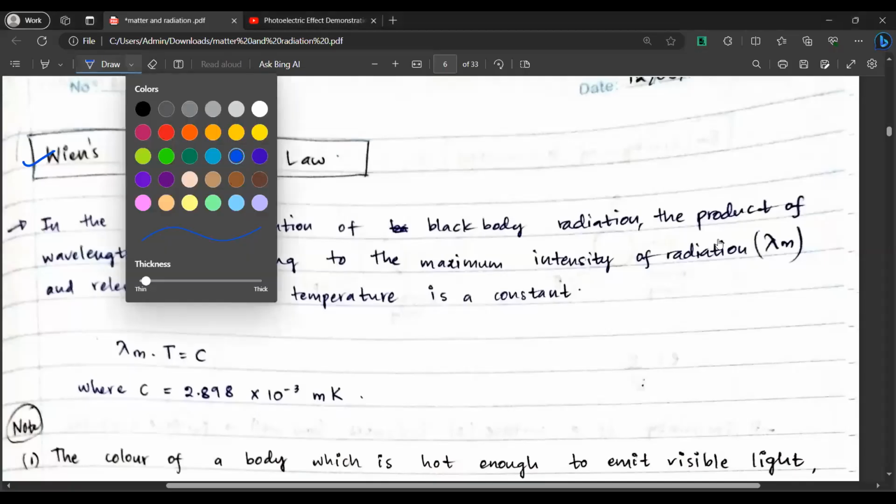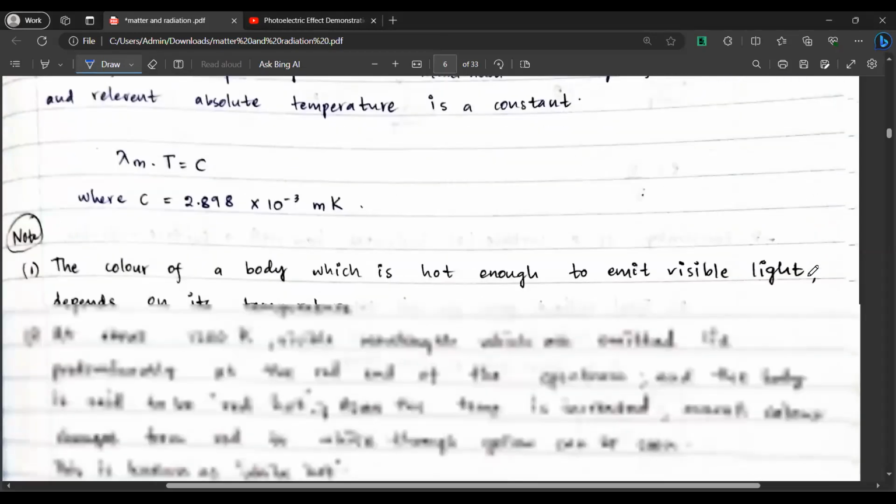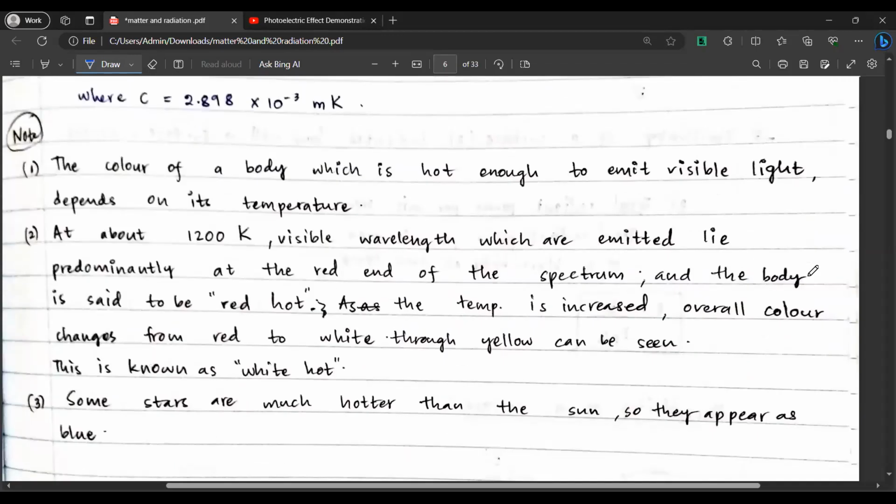We went through Wien's displacement law, and there were some questions below. Here, the first note, the color. Did we discuss this? No, right? Okay. The color of a body which is hot enough to emit visible light depends on its temperature.